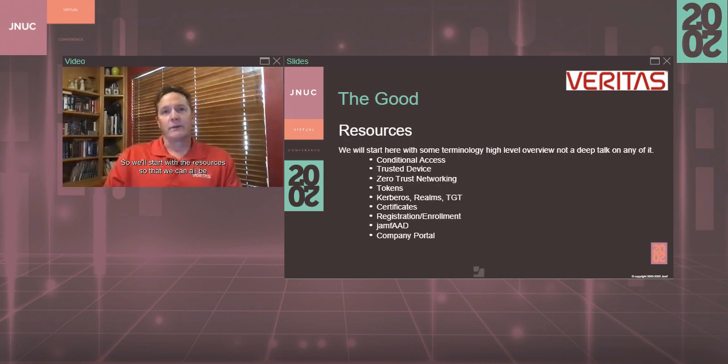So we'll start with the resources so that we can all have the same terminology background. I'm not going to go in-depth on any of these, just a quick high-level overview. First on this list is conditional access, and that means giving access to applications and or data based off of a specific set of conditions. In my company, we use Azure, Intune, and Jamf to provide the conditional access. Next, you've got trusted device. That's a device that Azure and Intune know about and that has a good compliance state.